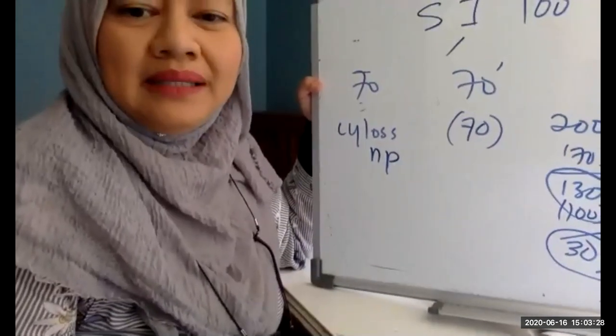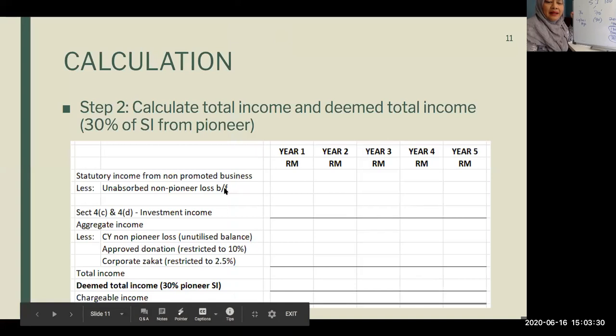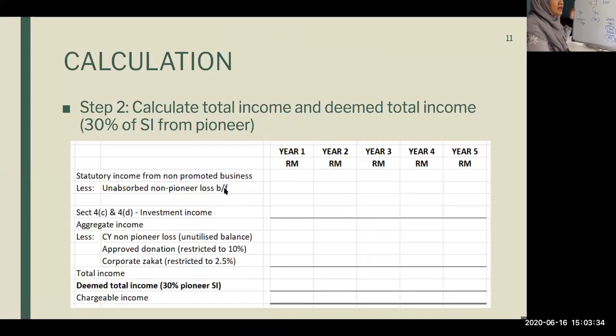But what's the name? You see this item here. Pioneer. Unabsorbed non-pioneer loss brought forward against your aggregate statutory income. Can't highlight this item. Right, do you see this one? Unabsorbed. Do you see it? Yes, madam. That one in year 2, that amount comes from year 1 unabsorbed current year loss.